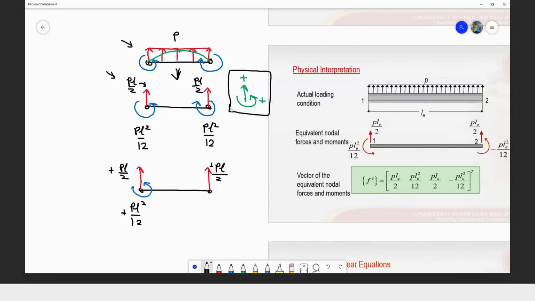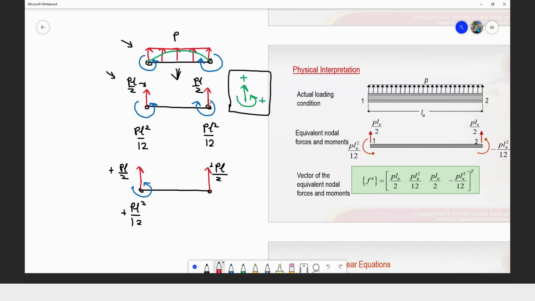You take a ruler and apply pressure from your hand, your palm, and see which direction it goes. So it will bend in the direction of the distributed load. But the moment, okay, is in the opposite direction. But to make it consistent with the sign convention, we have to follow the sign convention.